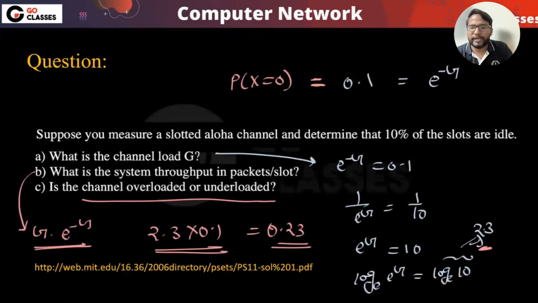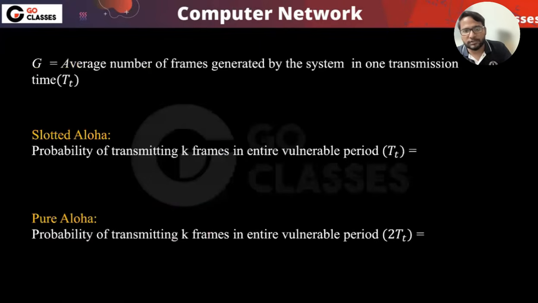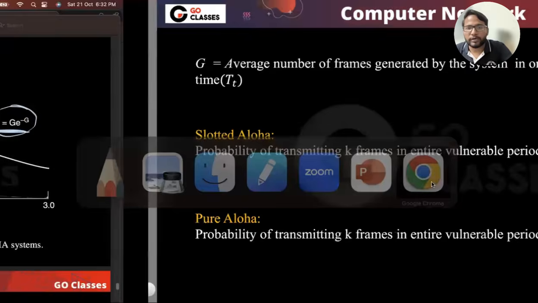Now let's solve many more questions. Before that, let me ask: what is the probability of transmitting k frames in the entire vulnerable time? In slotted Aloha, the vulnerable time is T, which is the time that has the probability of collision. Which means that if someone is sending, I think we talked about it, right?